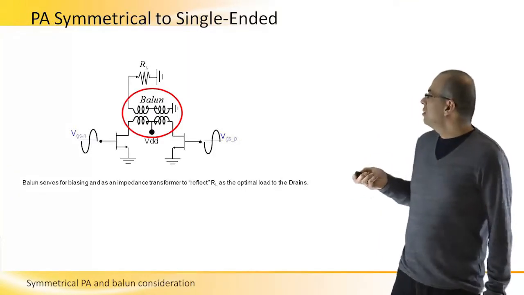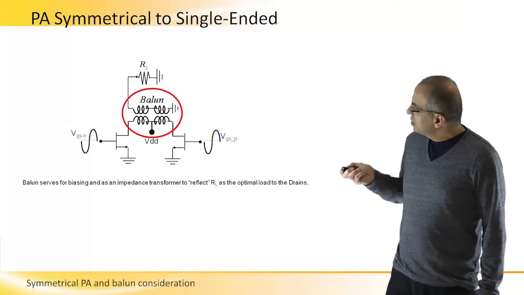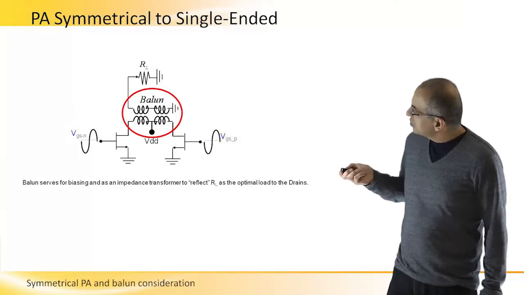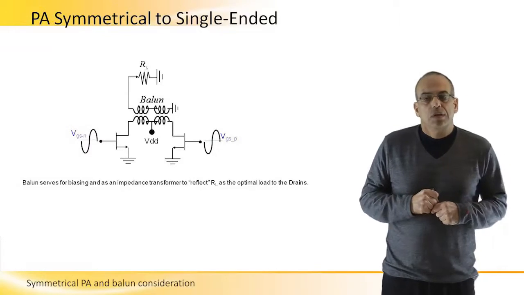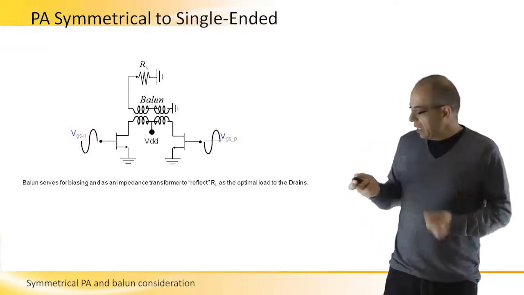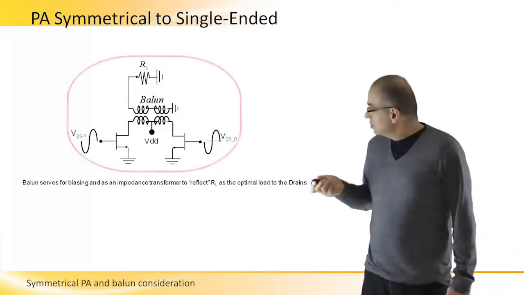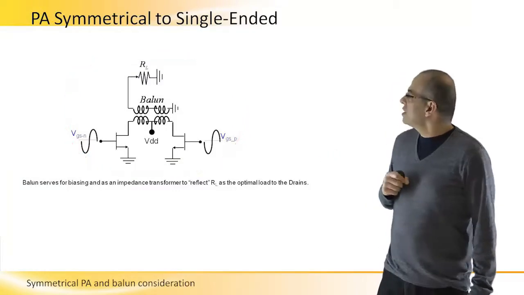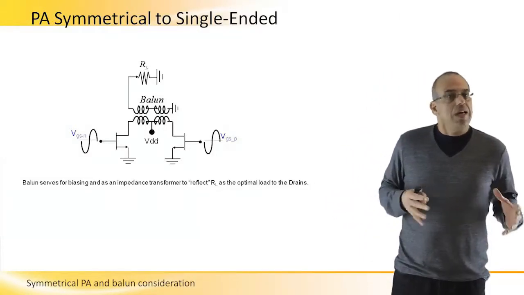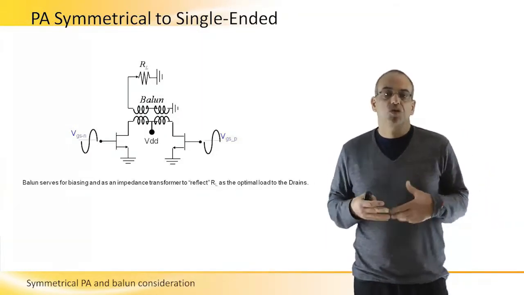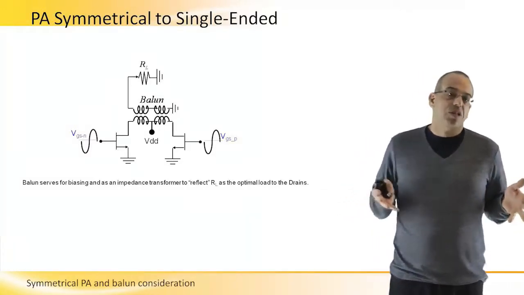Also, by using this topology with a balun, we are doing a differential or symmetrical to single-ended transformation, and usually the output will be single-ended. So the balun topology has many advantages, and in the next slides we will see how we really design output networks of power amplifiers, symmetrical power amplifiers using a balun.